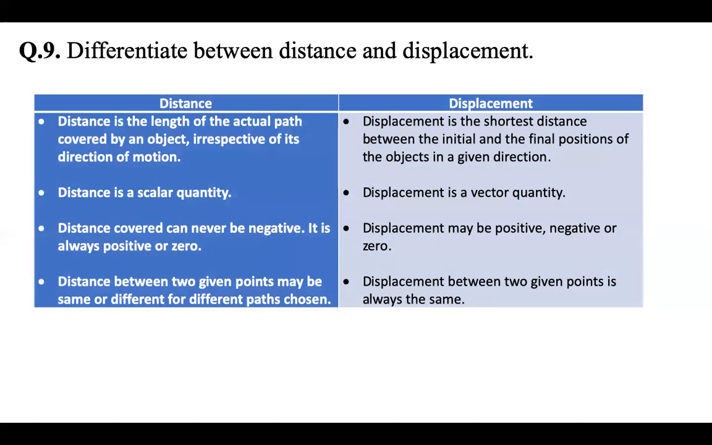It is always positive or zero. Displacement may be positive, negative or zero. Distance between two given points may be same or different for different paths chosen. Displacement between 2 points is always the same. And the one which I told you, distance is always greater than or equal to displacement, and displacement is always less than or equal to distance.